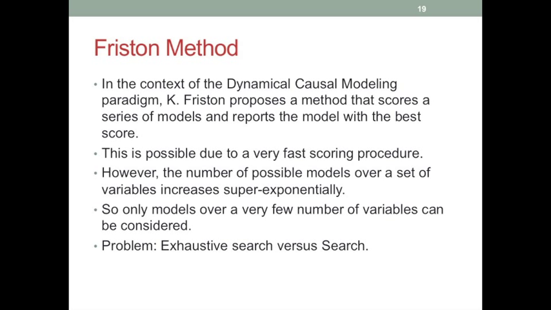So I just want to highlight this problem here of the difference between exhaustive search and search more generally. Exhaustive search goes through every single model of a certain sort and is limited in the size of models it can approach. Search, for example PC search, is able, by eliminating edges from all the models, to reduce the model space very quickly and scale up much better.